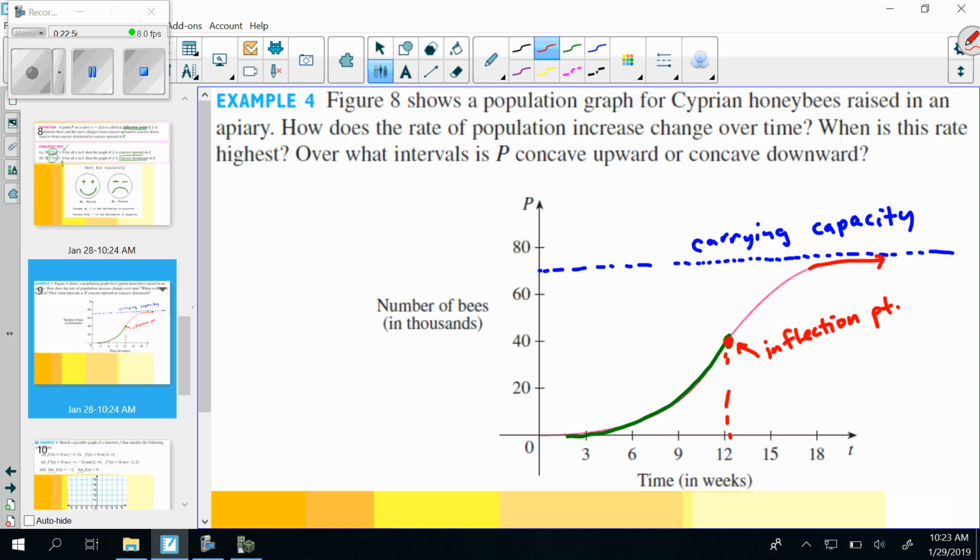Over what intervals is P concave up and concave down? Well, here you can kind of see in this green section, this was concave up because we were starting to increase very fast, exponentially. This red section over here now, since we had an inflection point, that's where it's concave down because we're approaching that carrying capacity. It's not increasing as fast. Still increasing. This whole graph is increasing. It's just the rate of change of the increase is changing. And that's what concavity is. The rate of change of your increasing or decreasing.